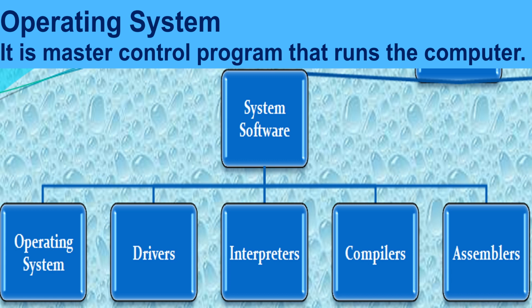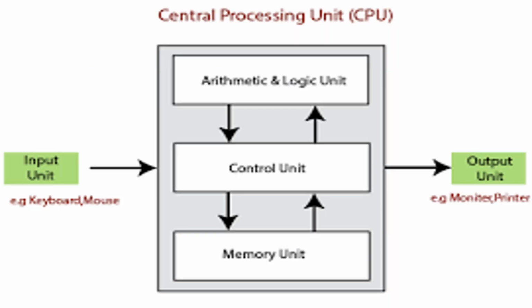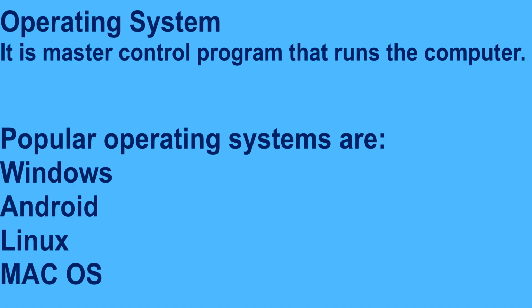An operating system is the master control program that runs the computer. It controls the flow of signals from the central processing unit to the various parts of a computer. When the computer is switched on, the operating system is the first program loaded onto its memory. Some popular operating systems are Windows, Android, Linux, and Mac OS.